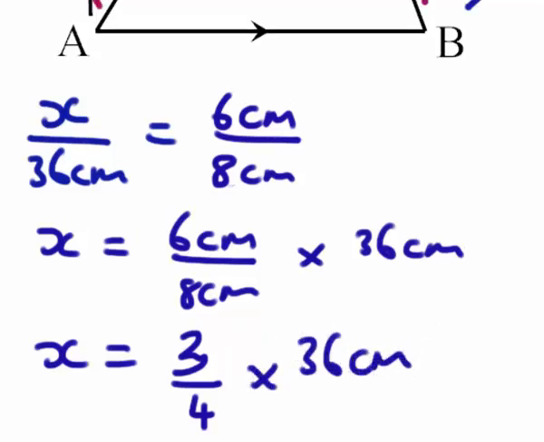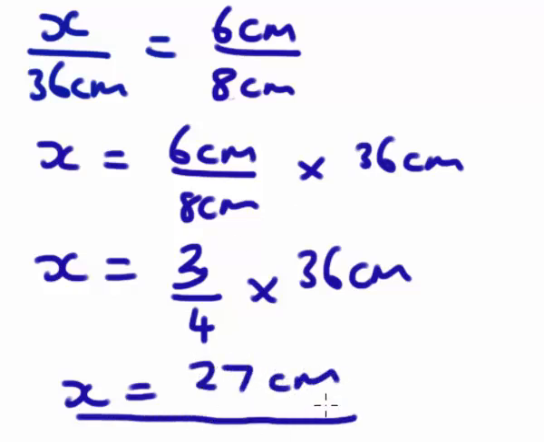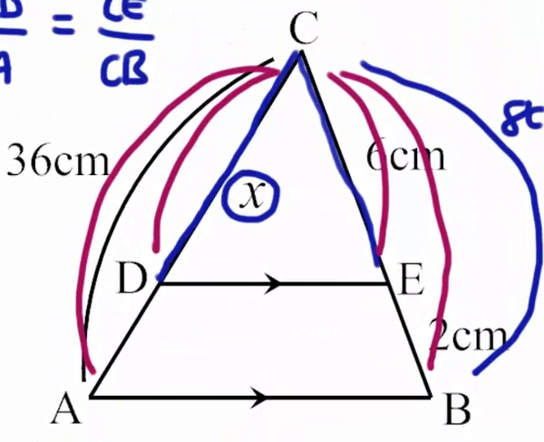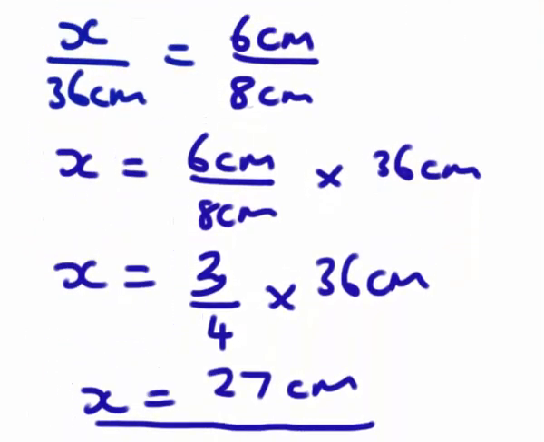So what would that come to? Let's have a look at this. x is equal to, well, 4 goes into 36 9 times, and 9 threes are 27 centimeters there. And that would be quite cool. That will give you the value of x there. Okay, there we go, people. So that is a pretty important theorem. It's called the proportionality theorem.